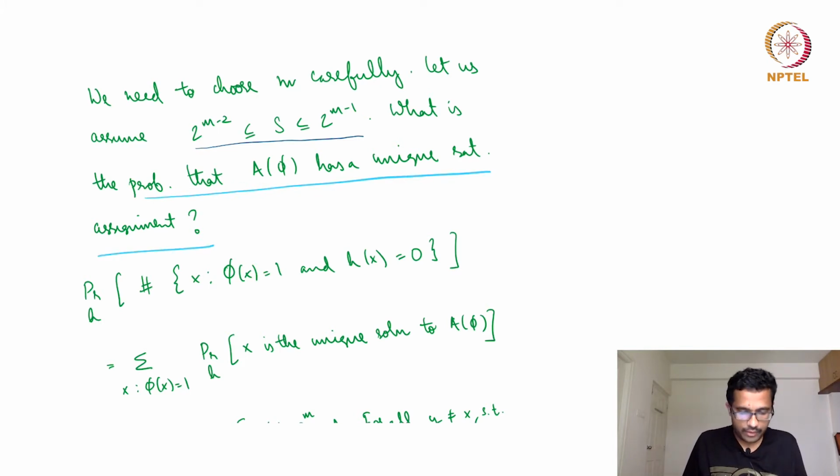So in other words, the probability is taken over h. The number of satisfying assignments of phi being such that a phi has a unique satisfying assignment. What is the probability that this is true? This is equal to 1. So a phi is nothing but phi and psi, where psi corresponds to h of x is equal to all zeros. So h of x is equal to 0 power n, right?